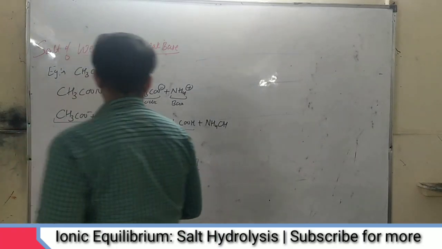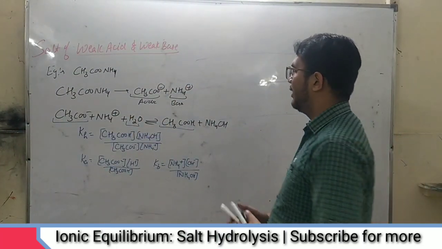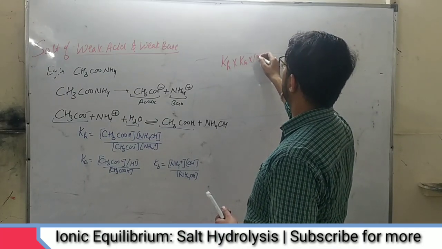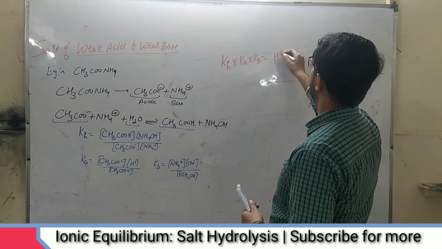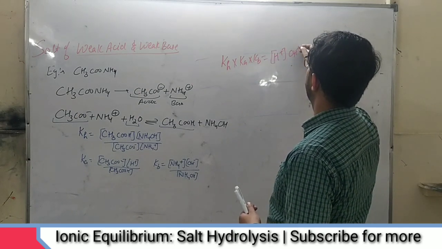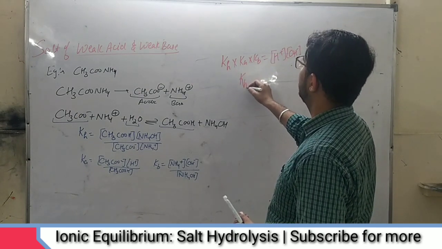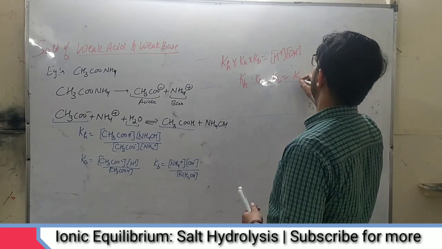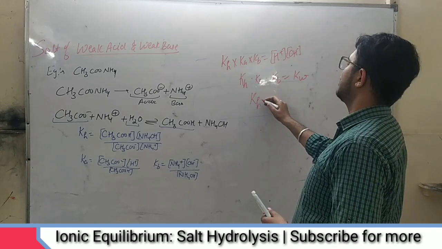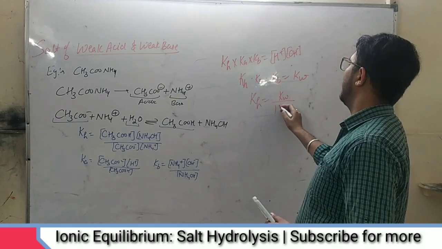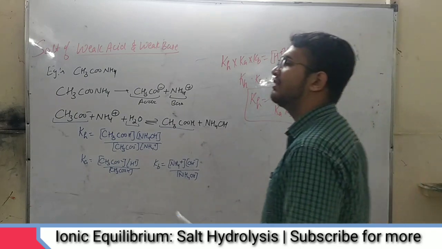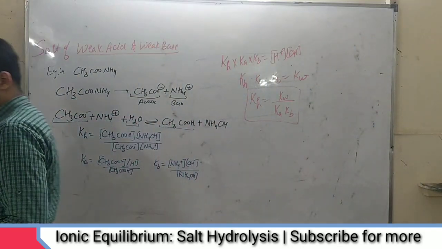And if you multiply all of them, you will get Kh into Ka into Kb is equal to H positive into OH negative. So basically Kh into Ka into Kb is equal to Kw. So Kh comes out to be Kw by Ka into Kb. This is as simple as that.